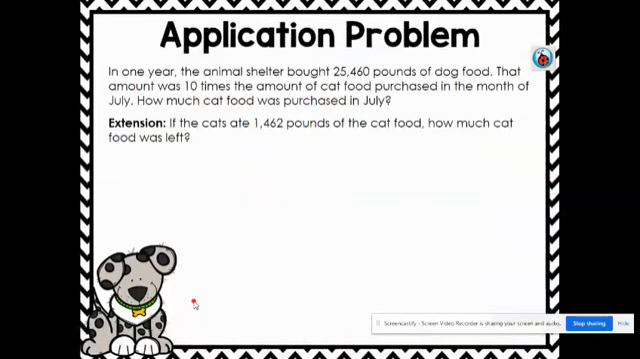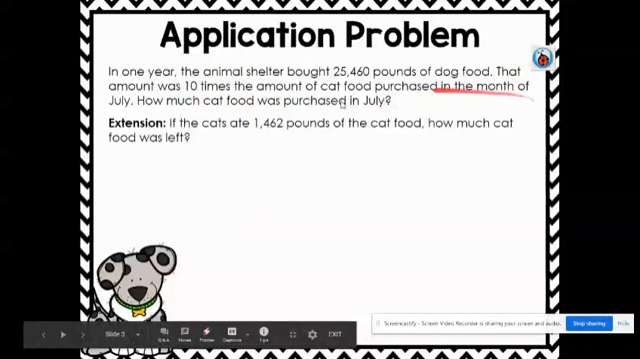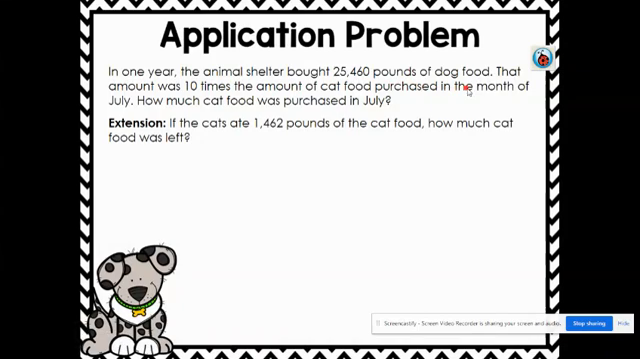Okay. All right, in 1 year, the animal shelter bought 25,460 pounds of dog food. That is a lot of dog food. That amount was 10 times the amount of cat food purchased. So the dog food was 10 times bigger than the cat food. Which was bigger? That's what I always ask myself when I'm doing these types of problems. Which one was bigger? The dog food was bigger. How much bigger was the dog food? The dog food was 10 times bigger than the amount of cat food.